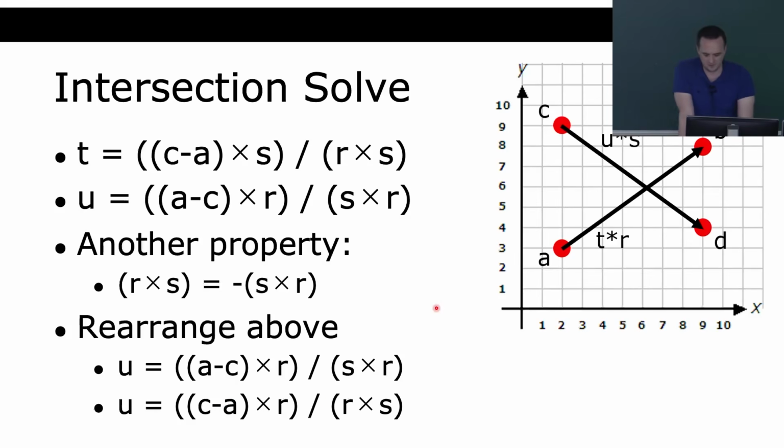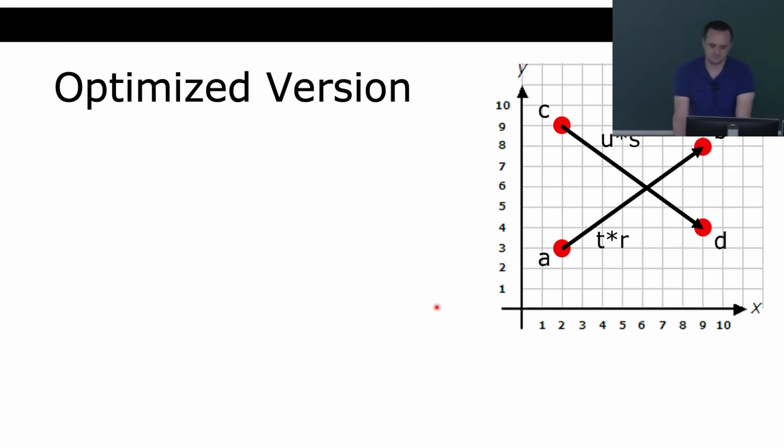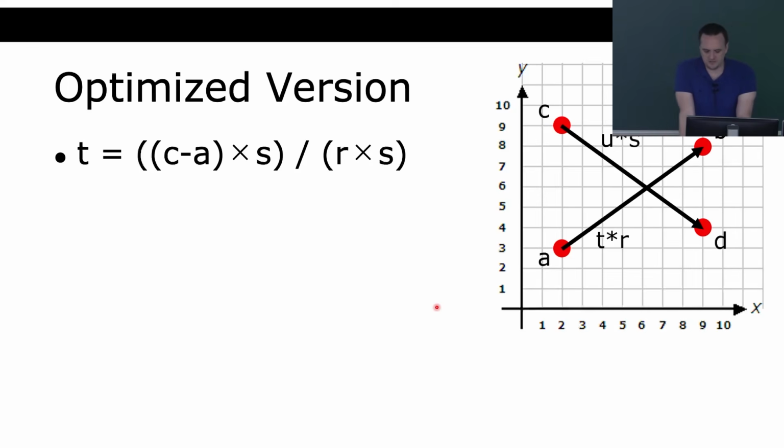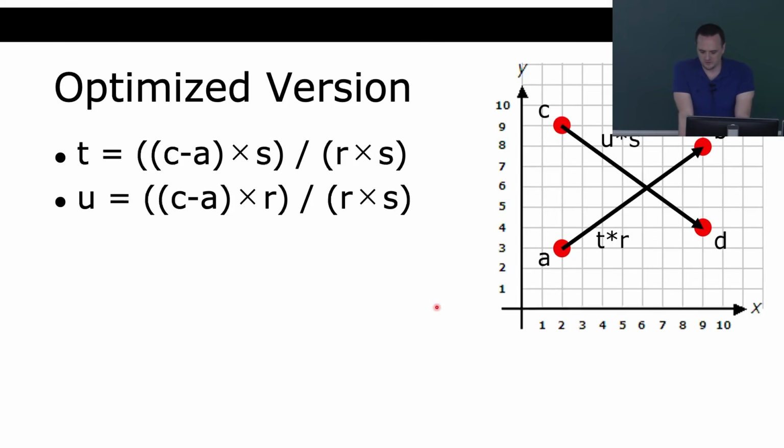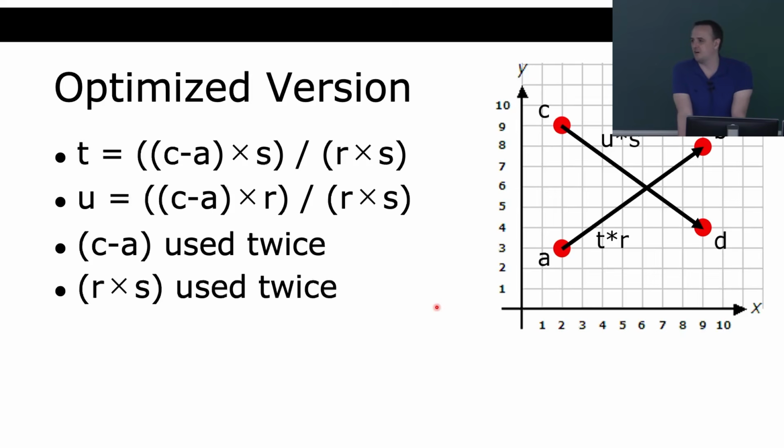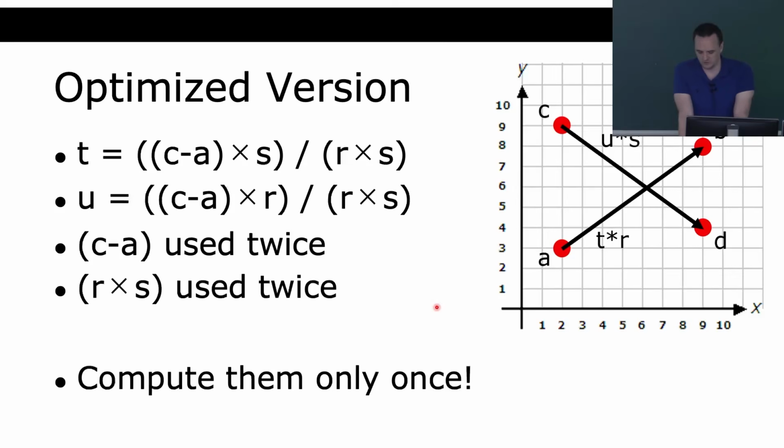Why did we do that? Well, it's for the following reason. Now we have t is equal to this and u is equal to this. And we can see c minus a is actually used twice now, instead of having one a minus c and one c minus a, and r cross s is also used twice. So what we can do is at the beginning of this computation, we can just compute those two things once and then read them as a variable rather than compute them twice. So this is just a little tiny optimization so that things hopefully run a little bit faster.